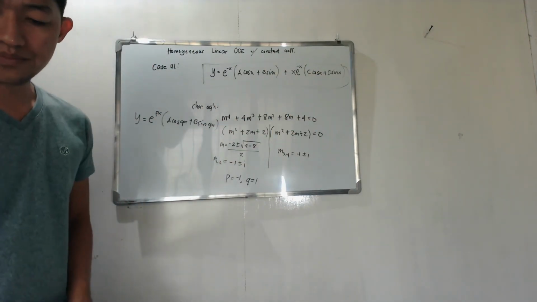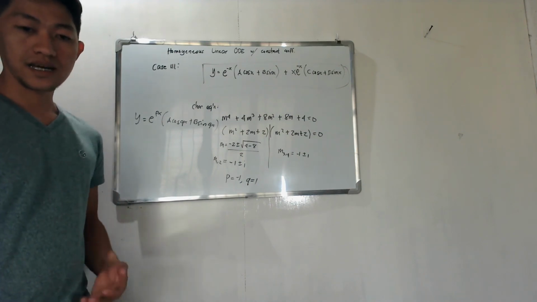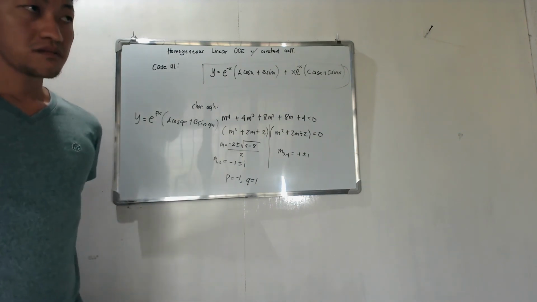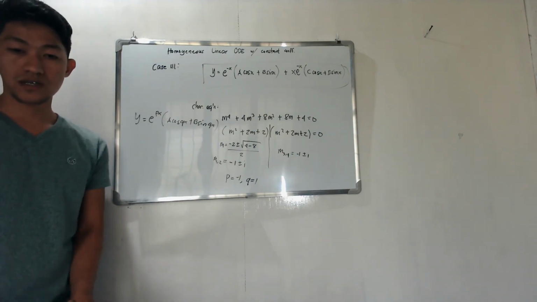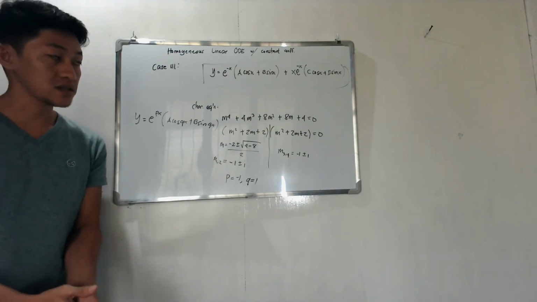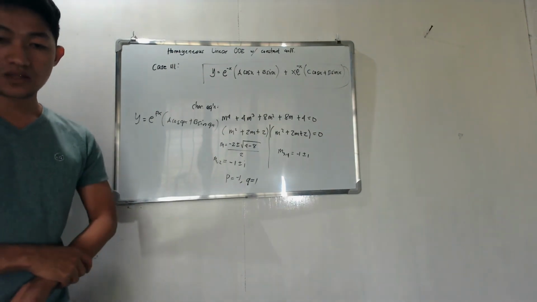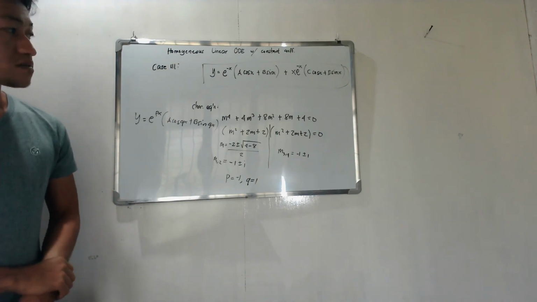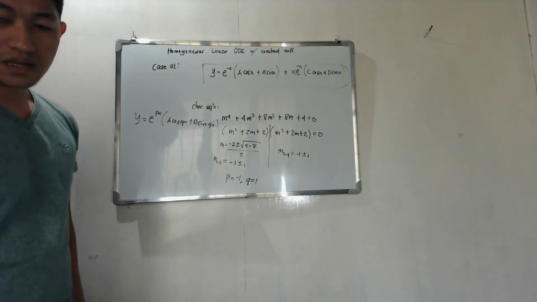I hope you understand how to determine whether an equation is linear and homogeneous, an ordinary differential equation. And then, after identifying that, you can now get the general solution using this method. Thank you.